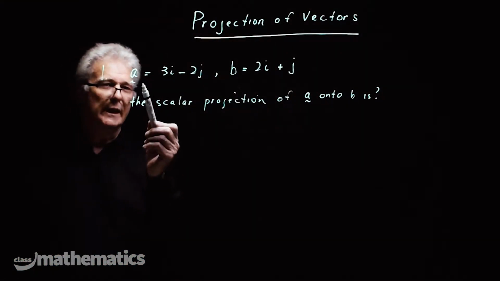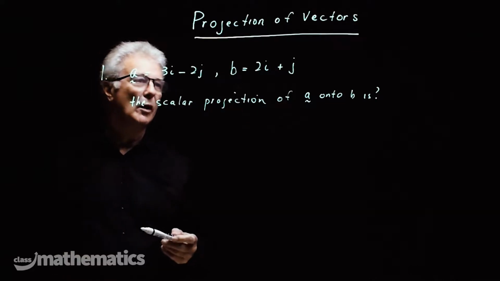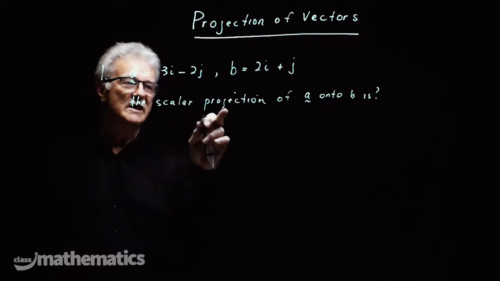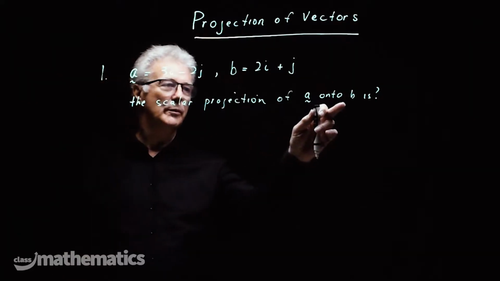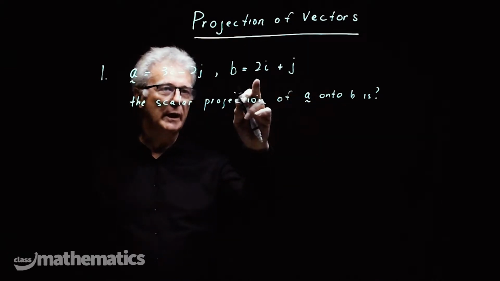Now we have two vectors here: a = 3i - 2j and b = 2i + j. We're going to find the scalar projection of a onto b. First of all, we need to find the unit vector of b.